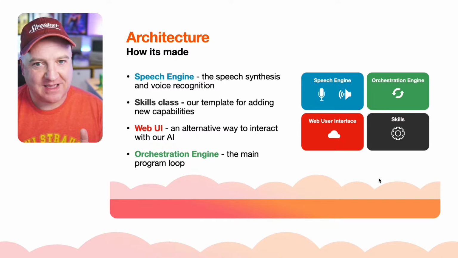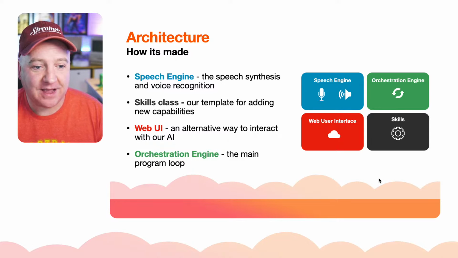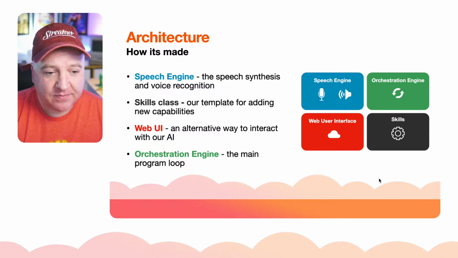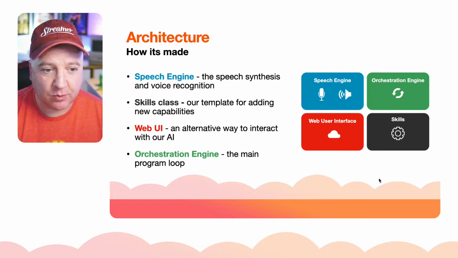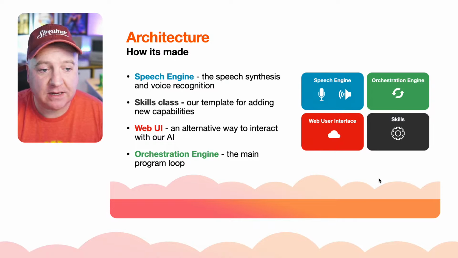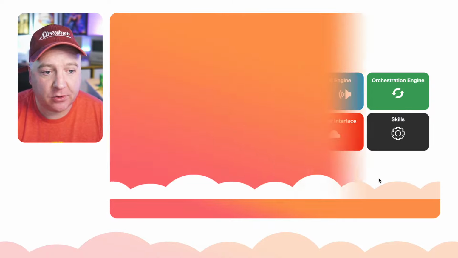Then we have the orchestration engine, the loop, and the skills. So they are the different components that we're going to be building over the next couple of weeks. But we'll start today with the speech engine and the main loop, the orchestration engine.